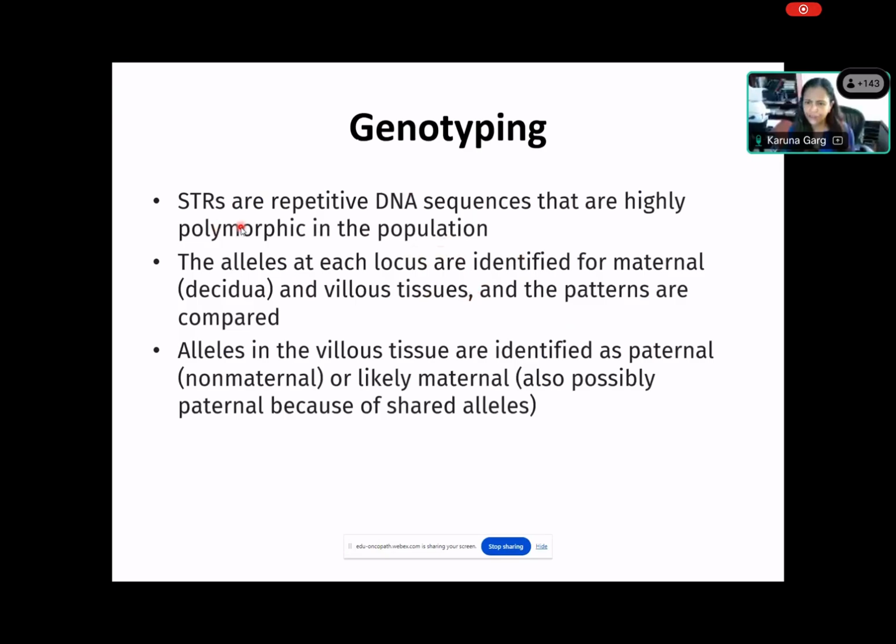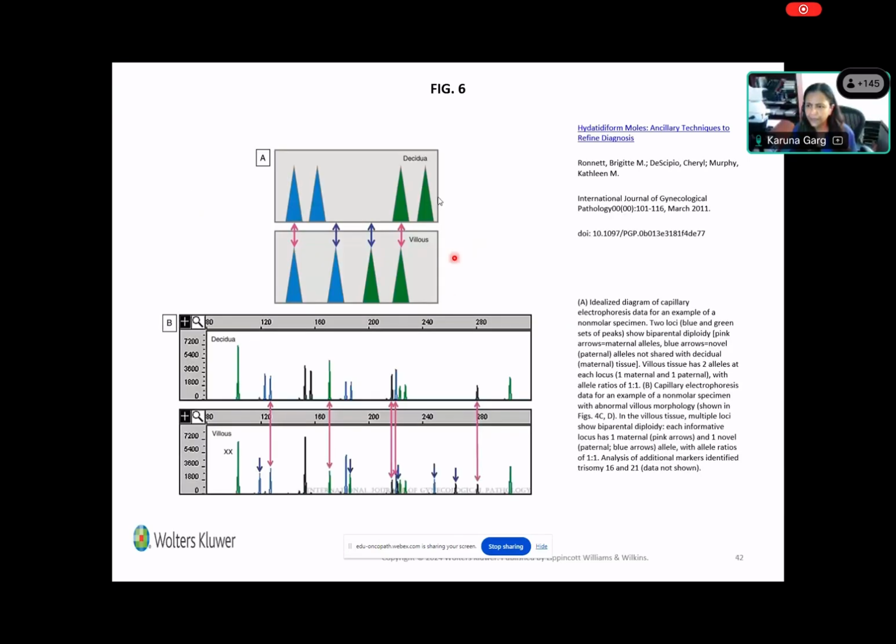But basically you're using these short tandem repeats, which are repetitive DNA sequences that are highly polymorphic in the population. So here what they are doing is taking DNA from the mom's tissue, the decidua, and the villus tissue, which is the fetal tissue, and then comparing the patterns of each. You're trying to decide whether the alleles in the villus tissue match the decidua, which means they are maternal, or do not match, which means they are non-maternal and probably coming from dad. That's basically the gist of genotyping. So it's a really interesting way to look at these cases. I'll just show you some schematics out of interest.